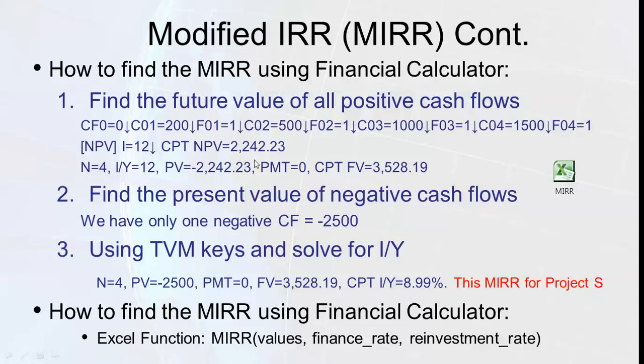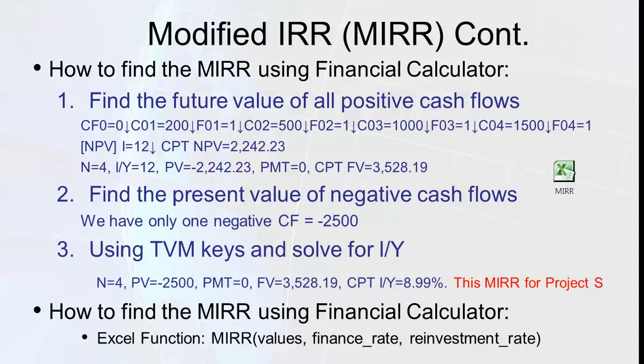But we need to find the future value. So using the 5 keys, find the future value. We have 4 years, the discount rate is 12%, and the present value is 2242.23. And since you already used the payments to find NPV, now we're going to use payments equals 0 and compute future value.